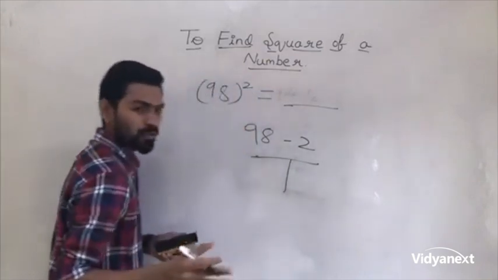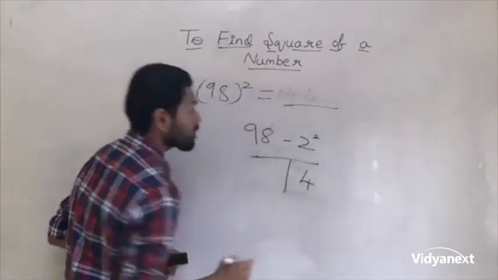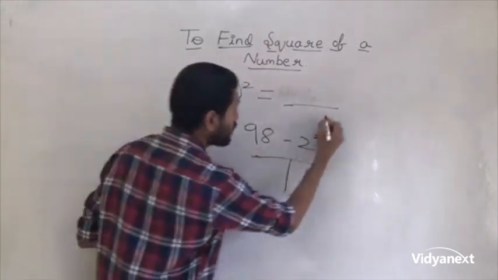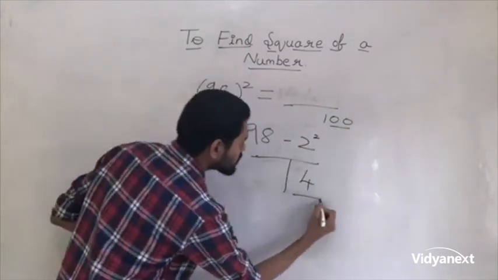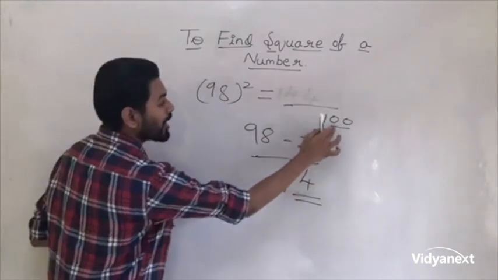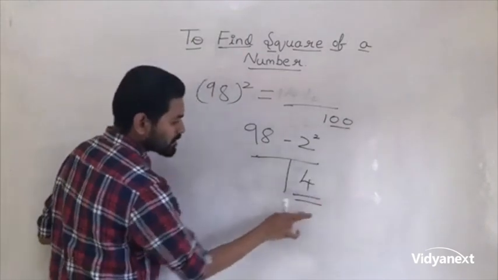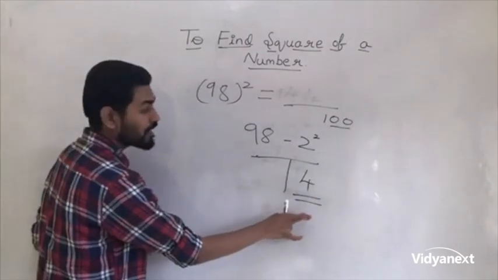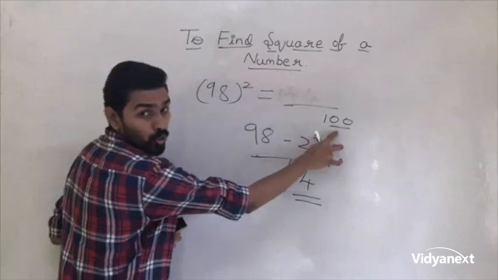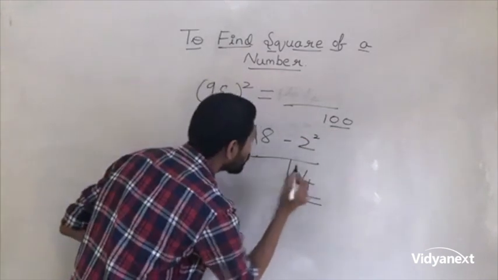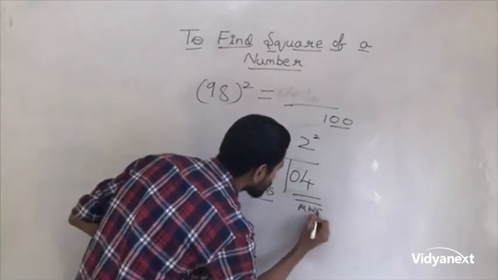Now what you have to do is square this number. 2 square is 4, but as our selected base is 100, which has 2 zeros in it, the number whichever you write over here must contain that many digits. If there are 2 zeros, there have to be 2 digits. If our selected base is 1000, the RHS part has to be 3 digits. Now 2 square is 4, but as our base has 2 zeros, this has to be written as 04.